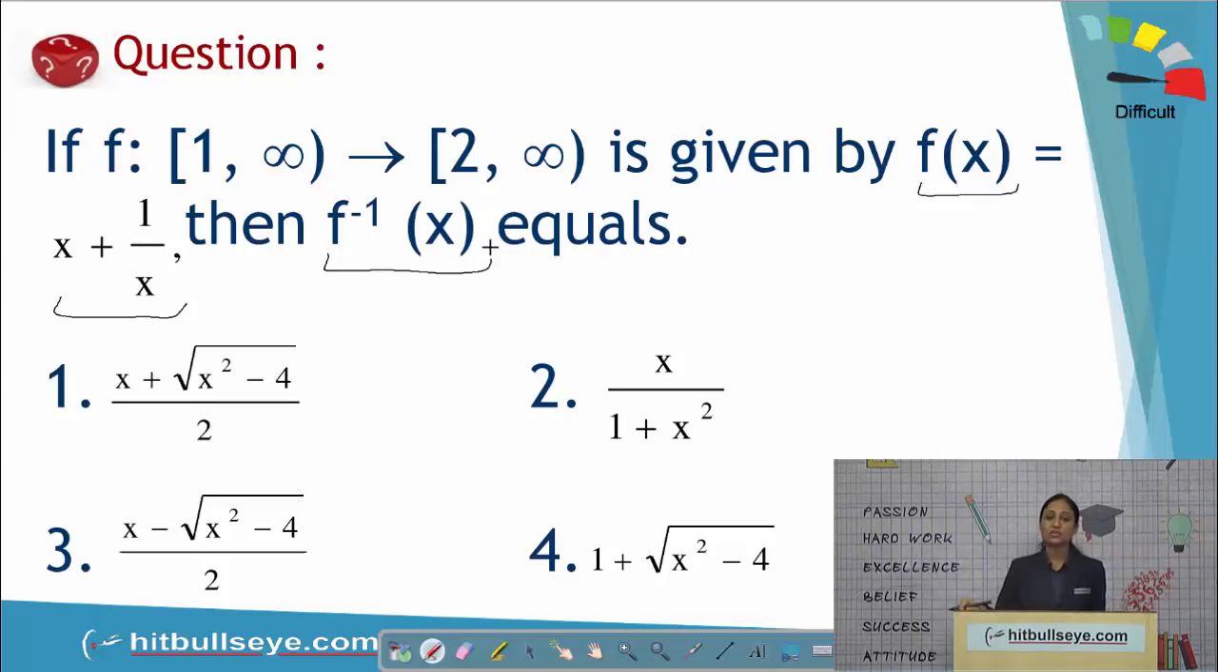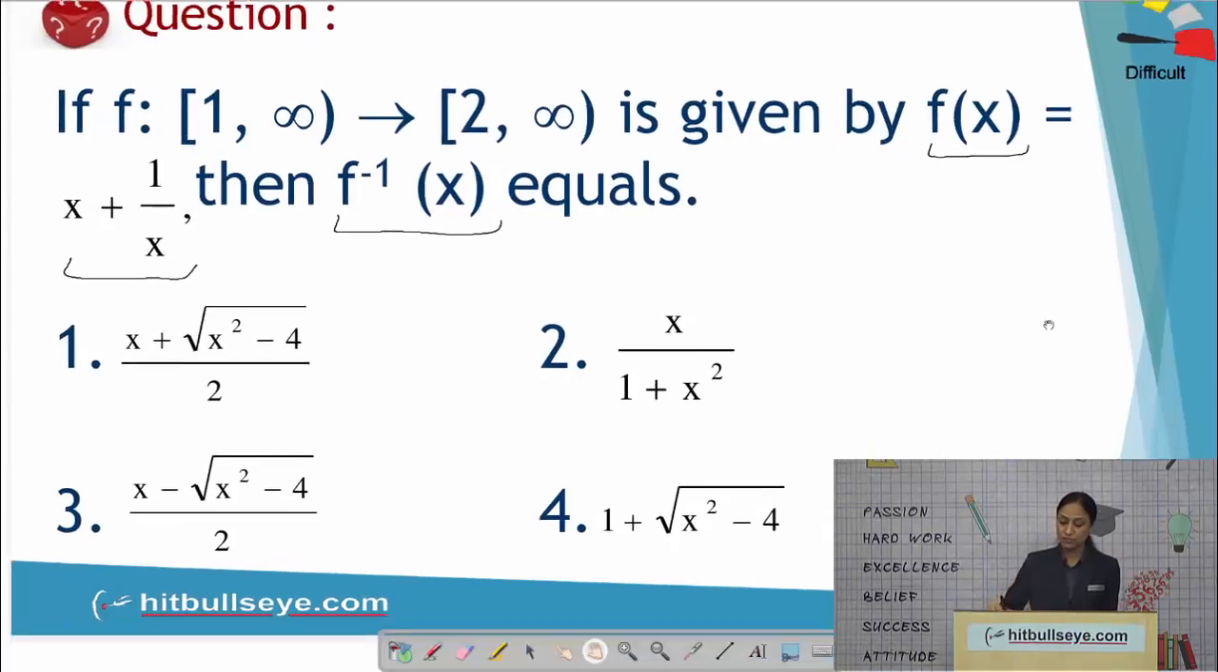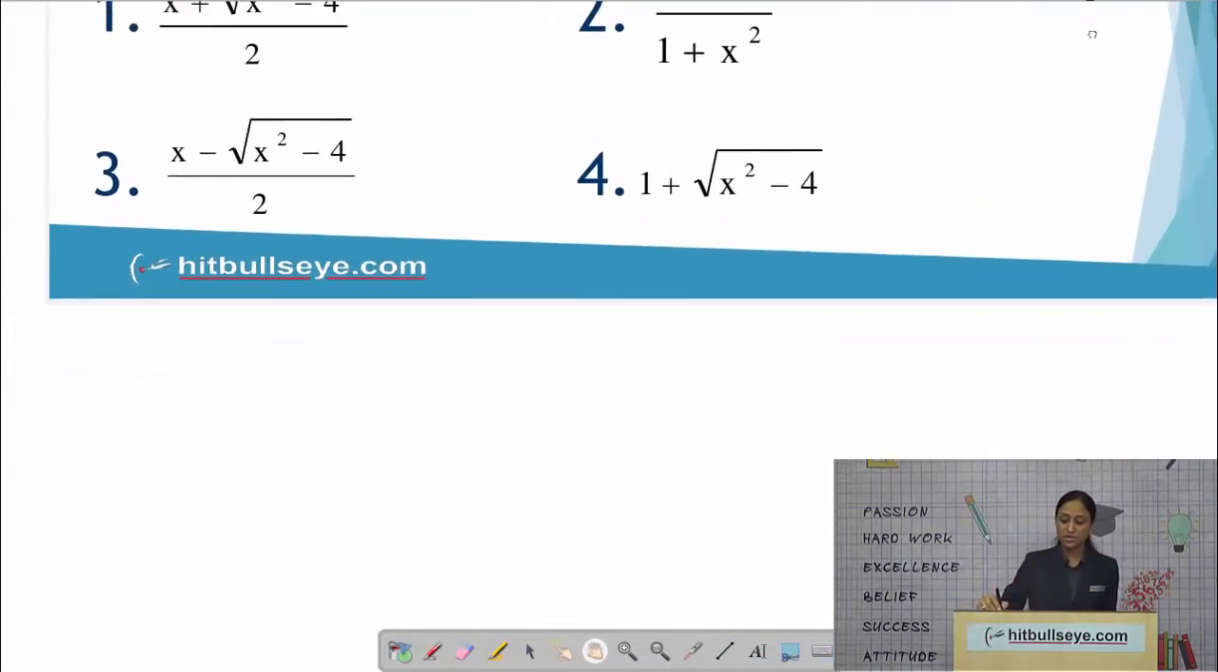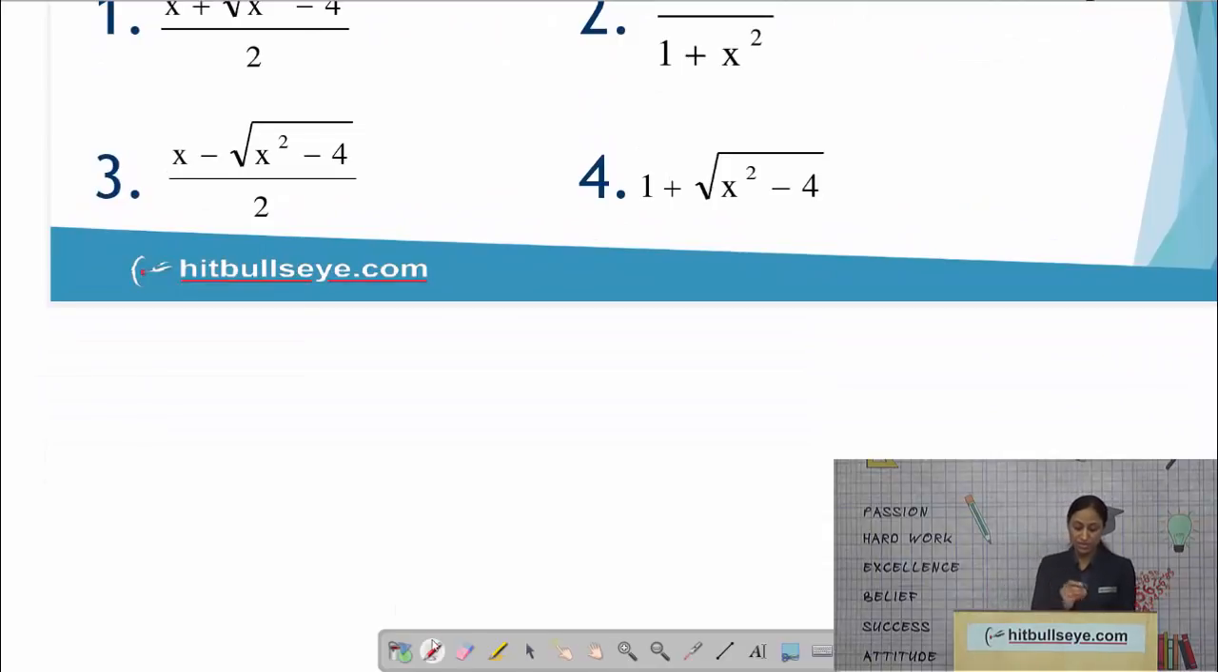So if the function is not bijective, then you will have to mark none of these as an option. But such an option is not here in our question, so we can easily assume that the given function f is bijective and the inverse is certainly existing. Now to find the inverse of a function, there is a systematic procedure which is followed, which has 3 steps.